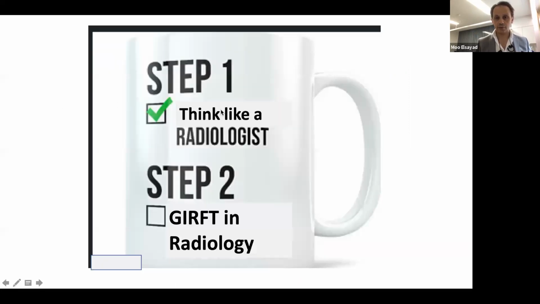So take home points. Step 1, think like a radiologist. See what scan you want to request and how you want to ask the radiologist, and use the GIRFT guideline. There's a big document about GIRFT in radiology. Please, if you have time, have a look at it. If you don't have time, I've given you most of it today.